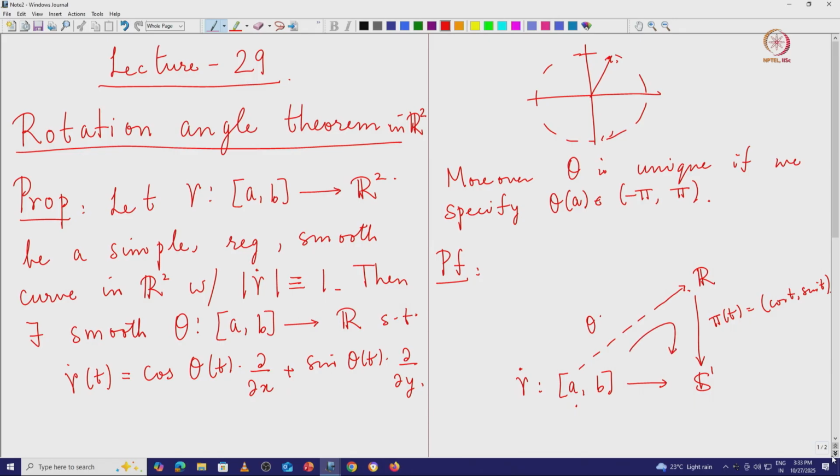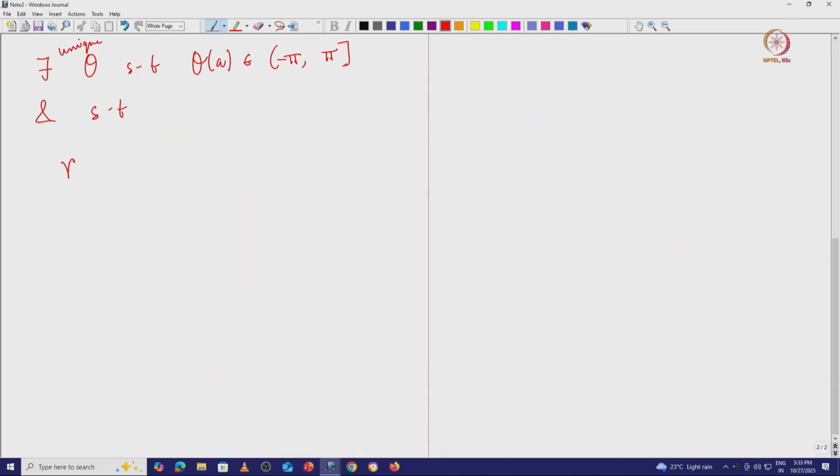Which means that gamma dot of t is basically pi composed with theta of t, but pi composed with theta of t is precisely cos theta of t, sin theta of t. Okay. So that is what I had claimed in the proposition. As I said, if you haven't seen the theory of covering spaces, just take this on faith that this proposition is correct. Okay, and moreover, when you are working with smooth manifolds, the theory of covering spaces also tells you that these lifts are in fact smooth. So theta would be a smooth function.